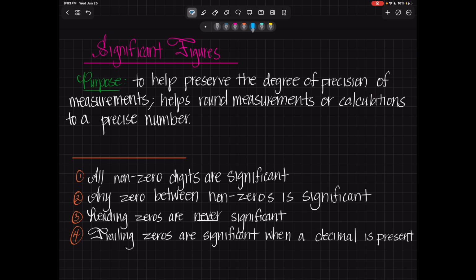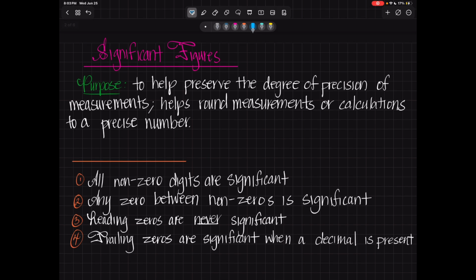Let's get started. Significant figures is really important when you come into lab, when you're getting a bunch of different measurements that come out to different decimal places and different levels of precision and uncertainty. So what's the purpose? The purpose is to help preserve the degree of precision of measurements. So it helps us round measurements or calculations to a precise number.